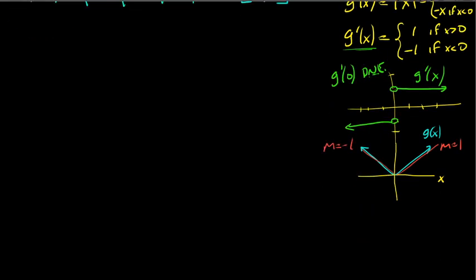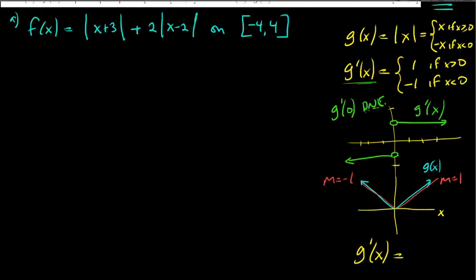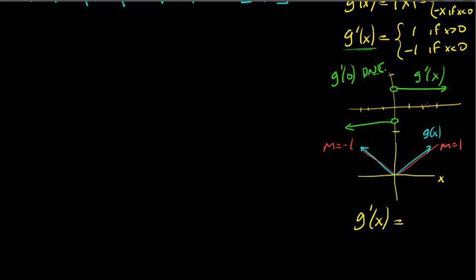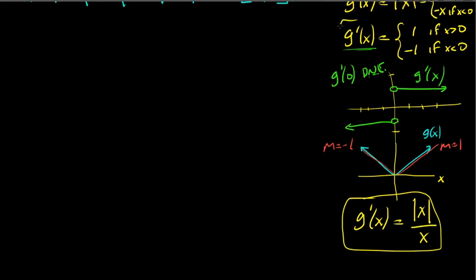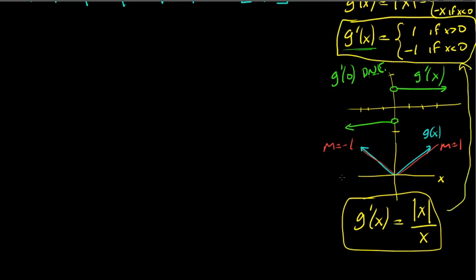There's another way to write the derivative of g then. G prime of x. Because it's just 1, you can think of it as x divided by x. But what about -1? That would be -x divided by x. So as it turns out, you can think of the derivative as just the absolute value of x divided by x. And that's the same as what I wrote up here. In fact, you should check that you get the same thing.